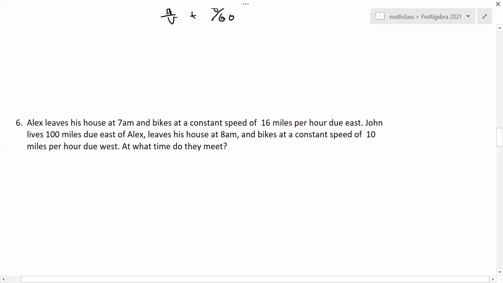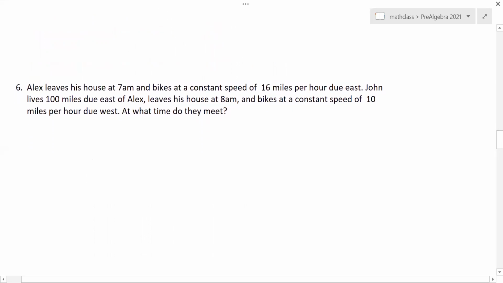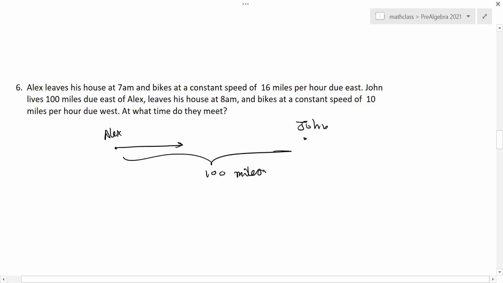All right, now let's take a look at the second problem, the sixth problem. Alex leaves his house at 7 a.m. and bikes at a constant speed of 6 miles per hour to the east. Draw the picture. This is Alex, and that's John, who lives 100 miles on the east side of Alex.